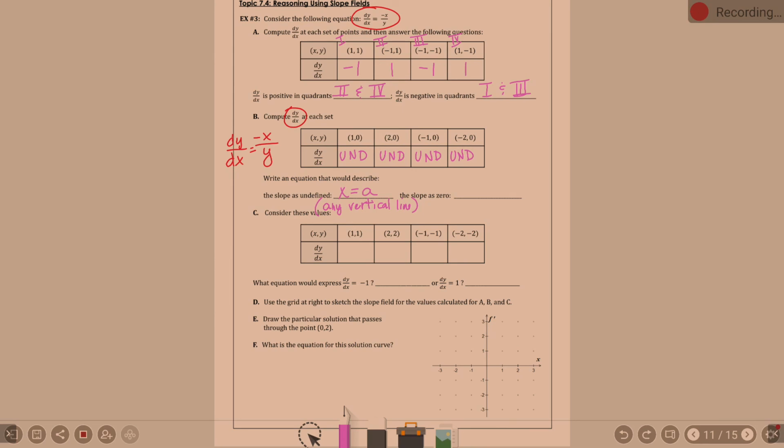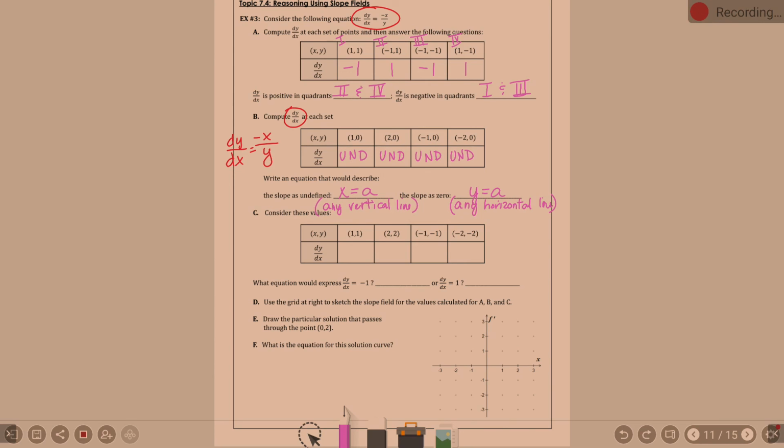What about when the slope is 0? That's your horizontal line, and that is y equals a. And that is any horizontal line. Okay?